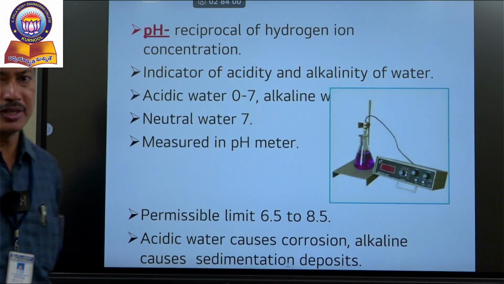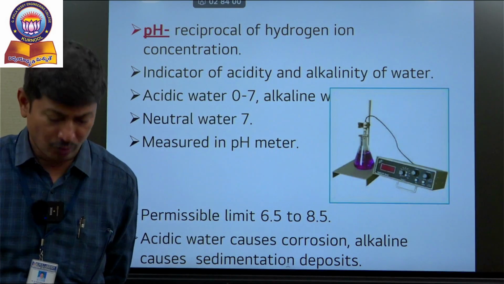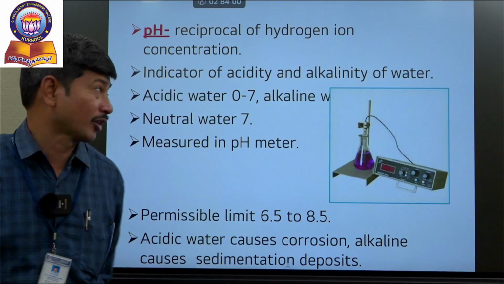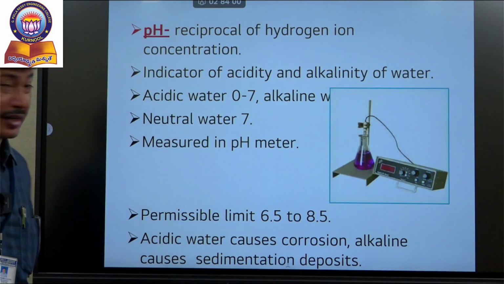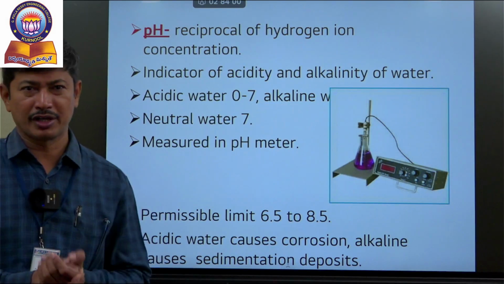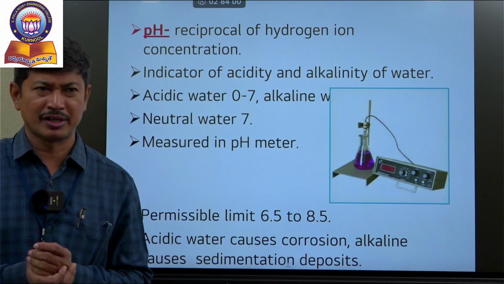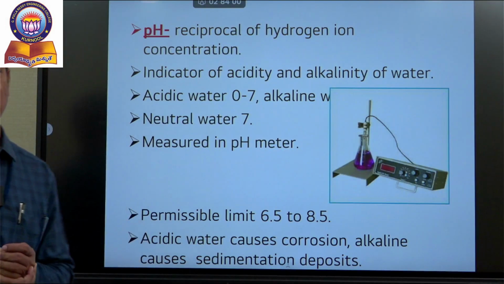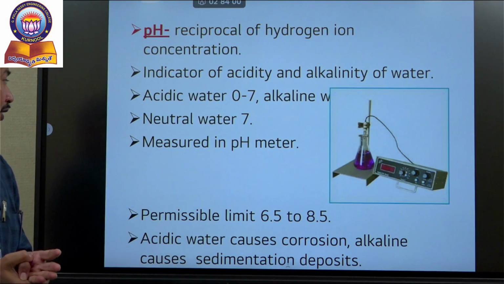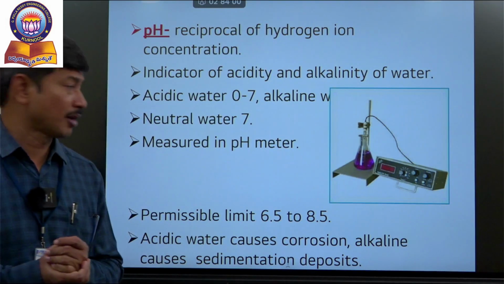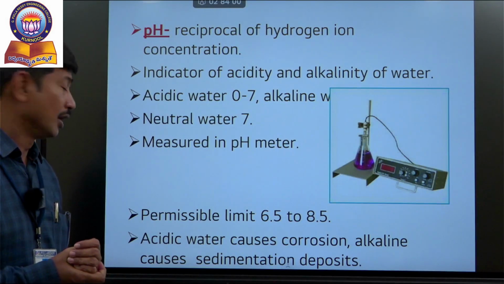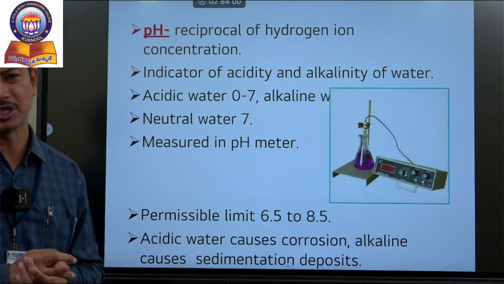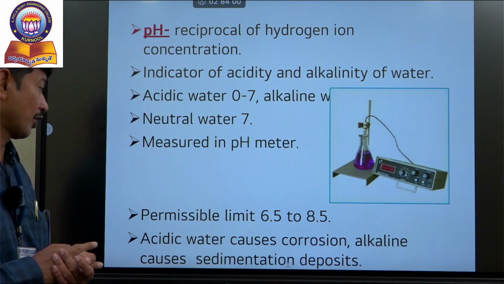pH means potential of hydrogen ion concentration. The main definition is the negative logarithm of H plus ion concentration. It indicates whether water is neutral, acidic or alkaline in nature. The pH scale varies from 0 to 14. Below 7 is acidic in nature, above 7 is alkaline in nature. As per Indian standard, this value should be between 6.5 and 8.5 for drinking water.